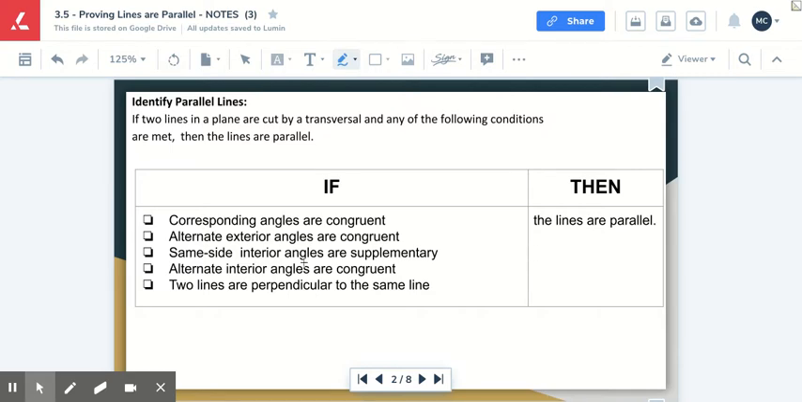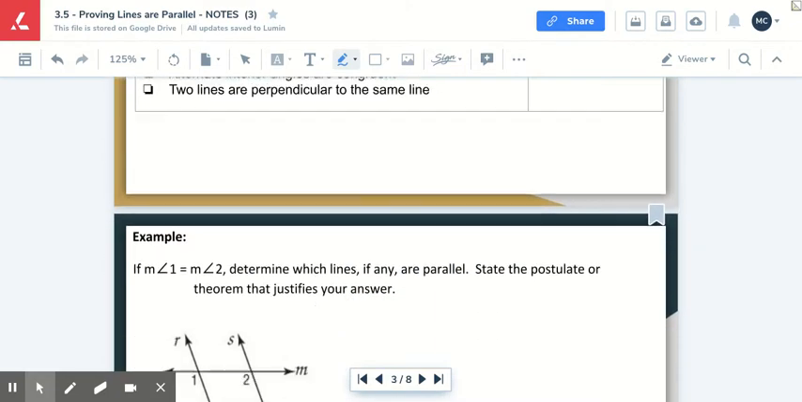If alternate exterior angles are congruent, then the lines are parallel. If same side interior angles are supplementary, then the lines are parallel. If alternate interior angles are congruent, then the lines are parallel. And if the two lines are perpendicular to the same line, then the lines are parallel.